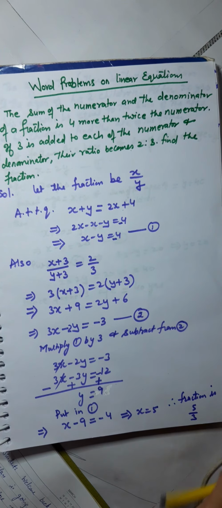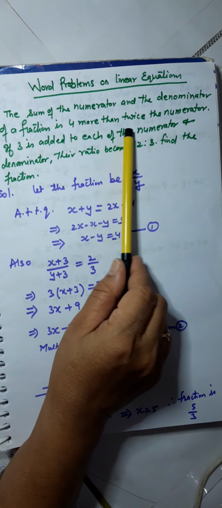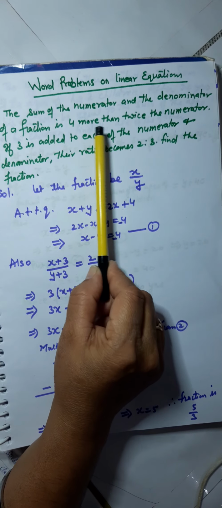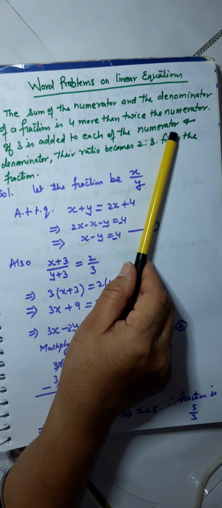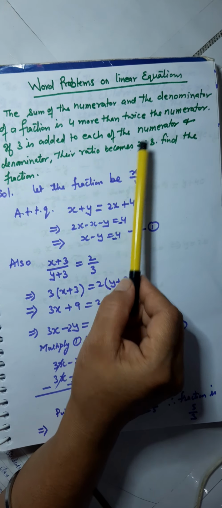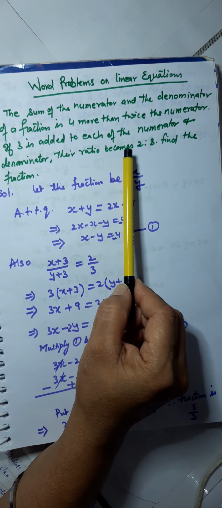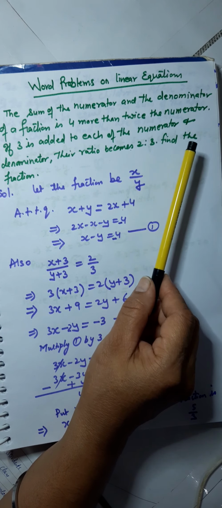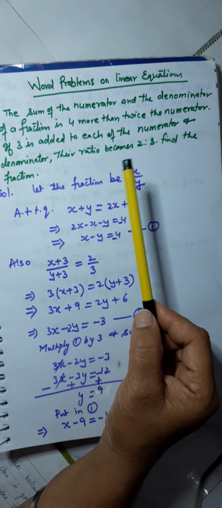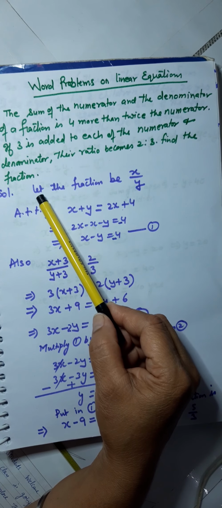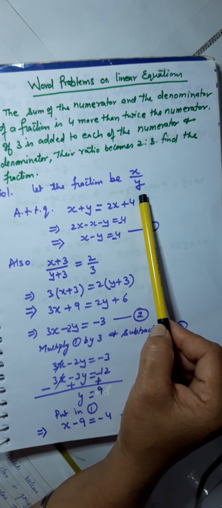The first question is, the sum of the numerator and the denominator of a fraction is 4 more than twice the numerator. If 3 is added to each of the numerator and denominator, their ratio becomes 2:3. Find the fraction. Since the fraction is unknown, I can assume it. Let the fraction be x upon y.